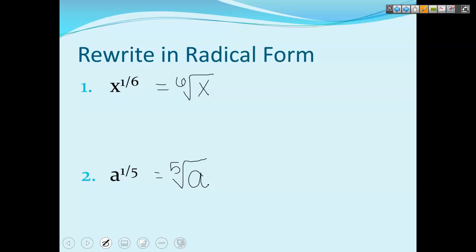It was talking about being positive or negative. If the outside number here is even, so if you have x to the 1/6 or the 6th root of x, then this automatically implies that x is greater than or equal to 0, because we know that the domain of anything to an even power has to be positive. The a's domain is all reals, because you can take the 5th root of positives or negatives.